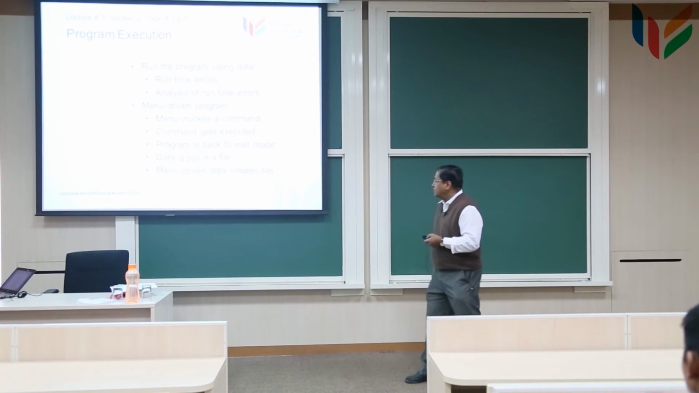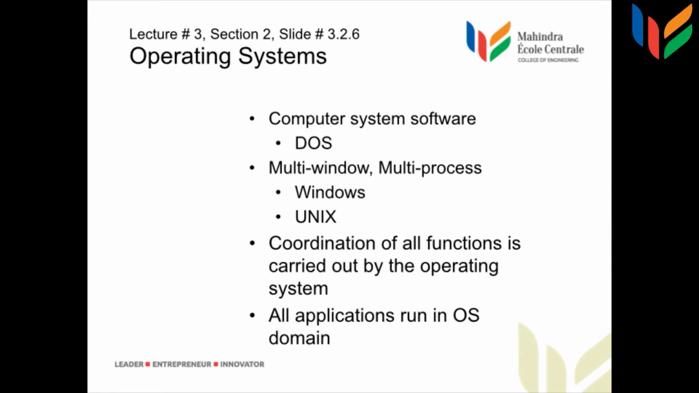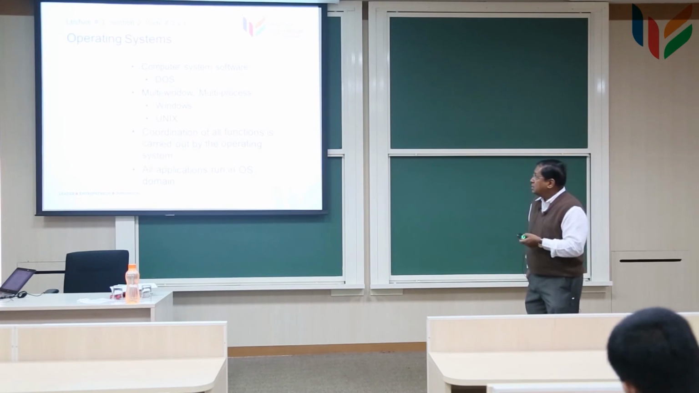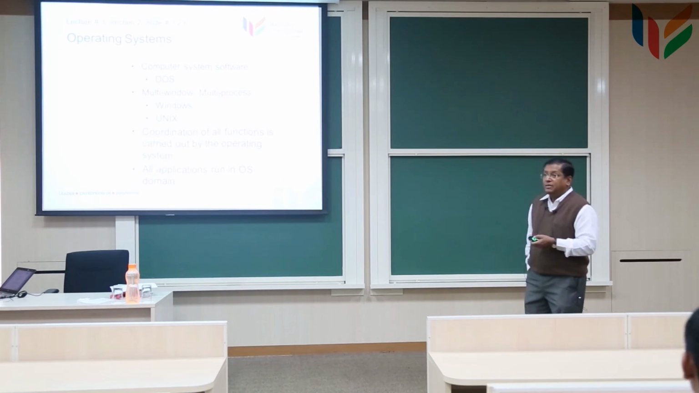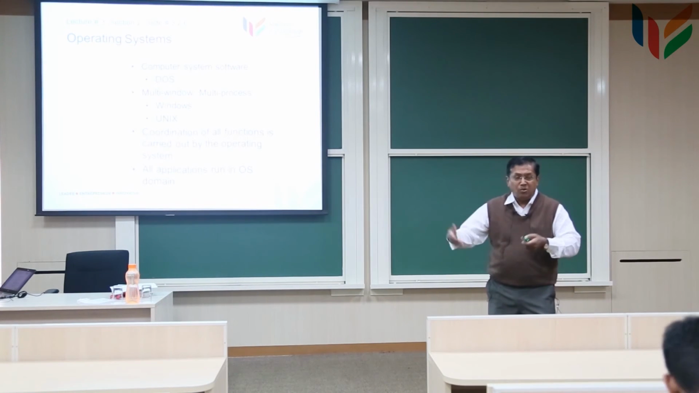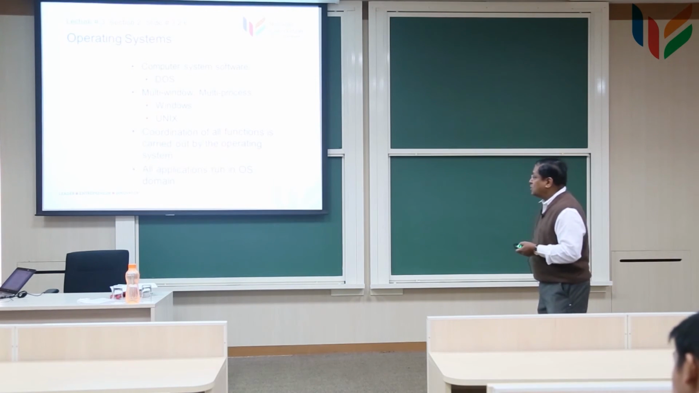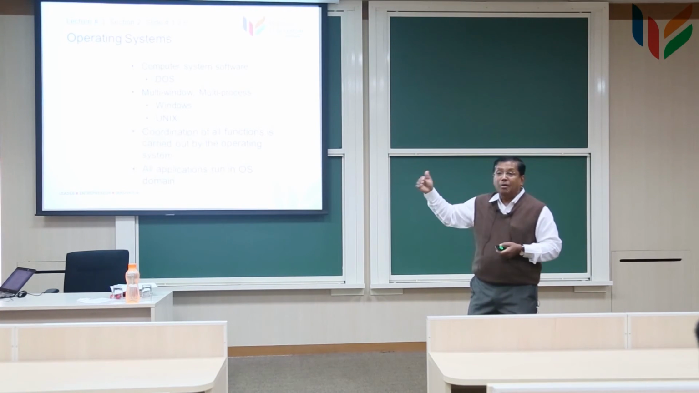So, computer system software: as I told you, the operating system is DOS, as well as Windows and the Unix operating system. The coordination of the function is carried through the operating system. DOS was the Disk Operating System, which was developed by Bill Gates. Unix is a very popular open source software, though of course there are now commercial versions of Unix also, and Windows is another. All three are very landmark developments.